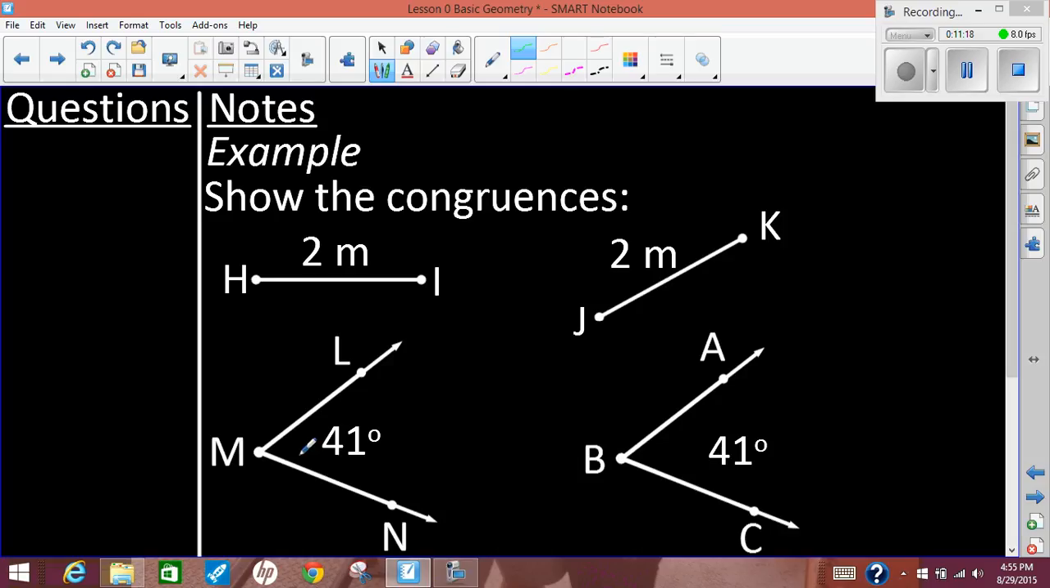Again, I would ask you to pause the video. If you're sitting at home, I'll pause it for you. I want you to write these down, and I want you to show HI is congruent to JK, and I want you to show that those two angles are congruent. So in order to show these are congruent, I just put a slash through them, like so. And to show these two angles are congruent, we're putting arcs there.